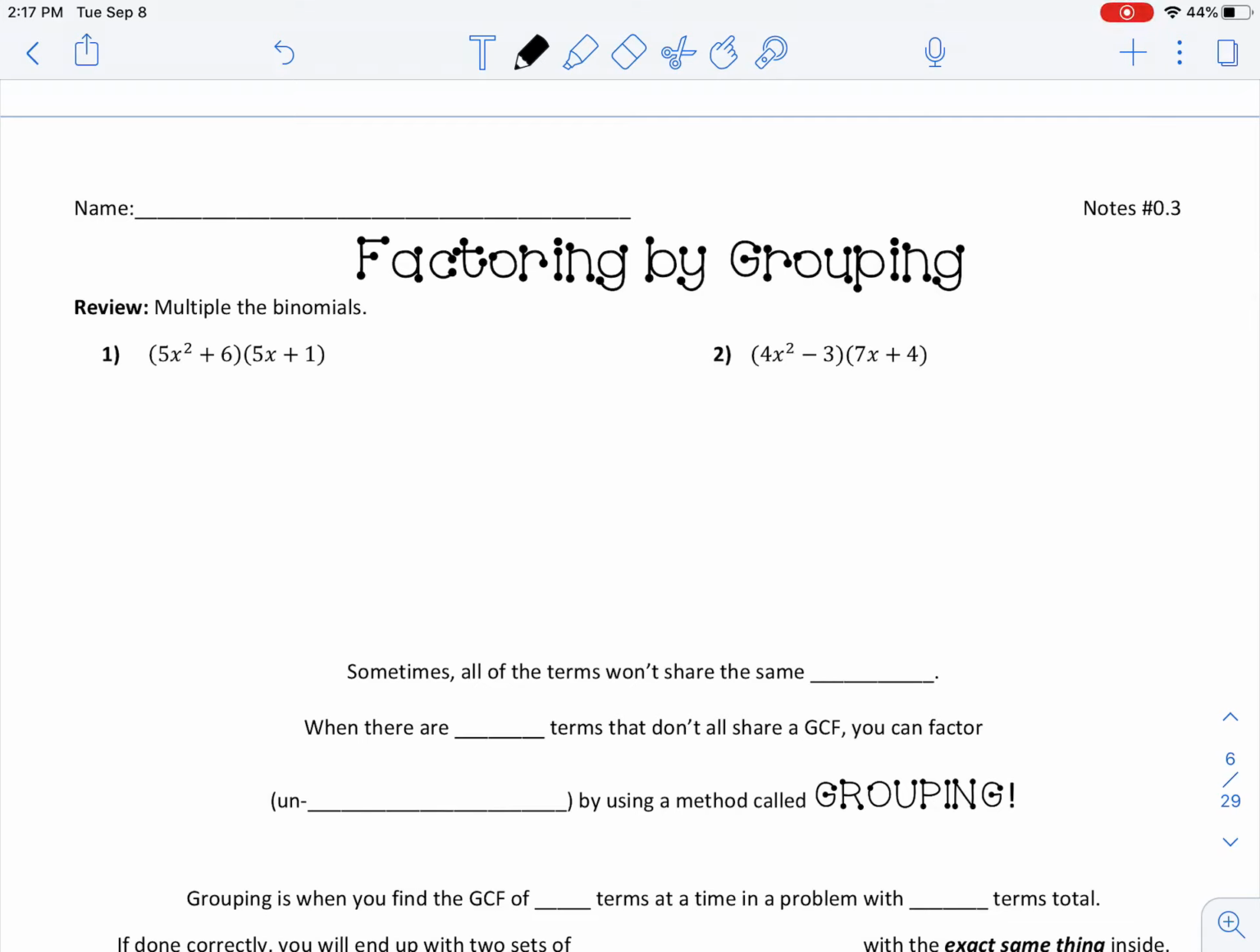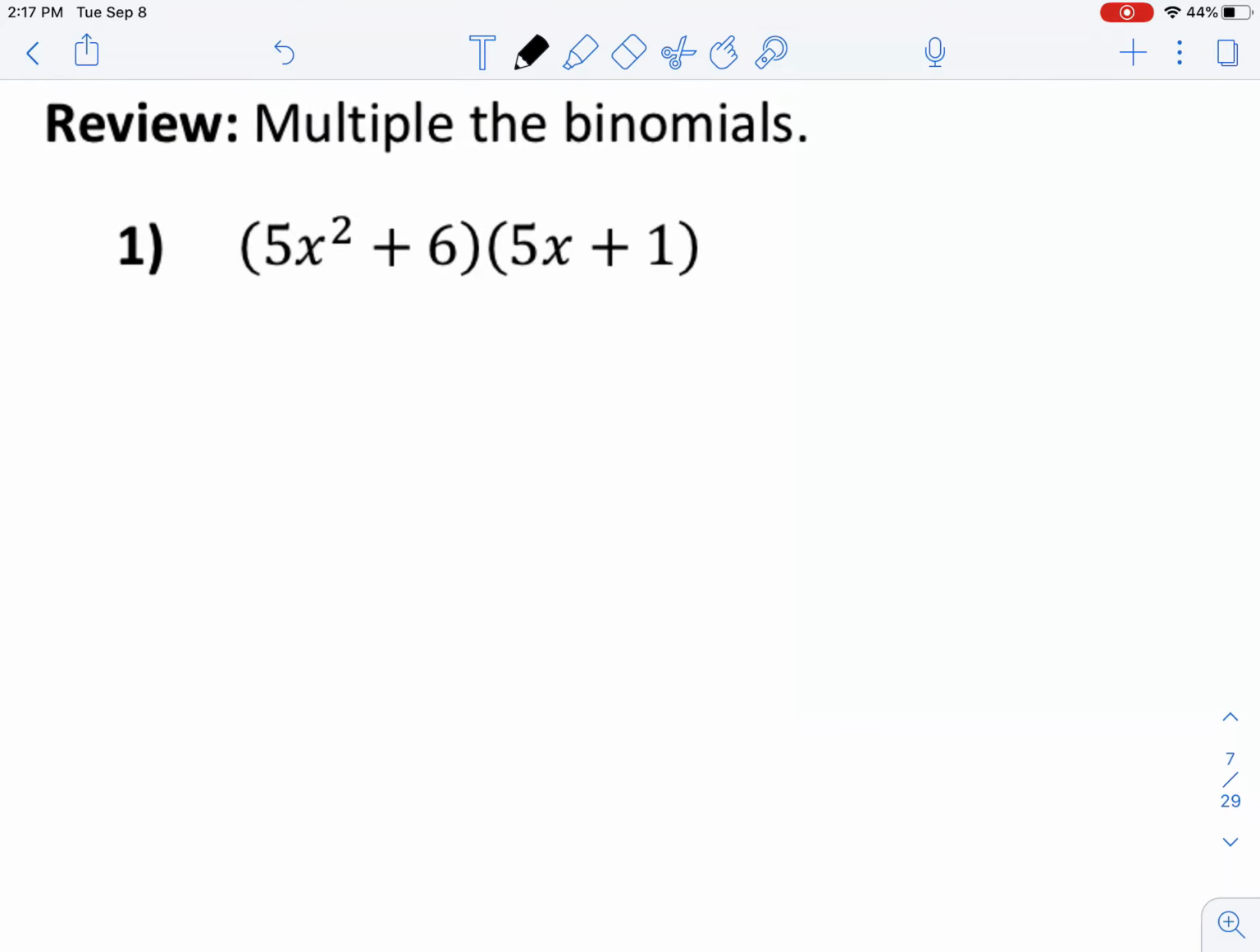Okay, so now we are doing notes 0.3. So this is factoring by grouping. We are going to start with a review of multiplying polynomials. We've got two examples here, two binomials in each example. So we're going to review how to multiply them.